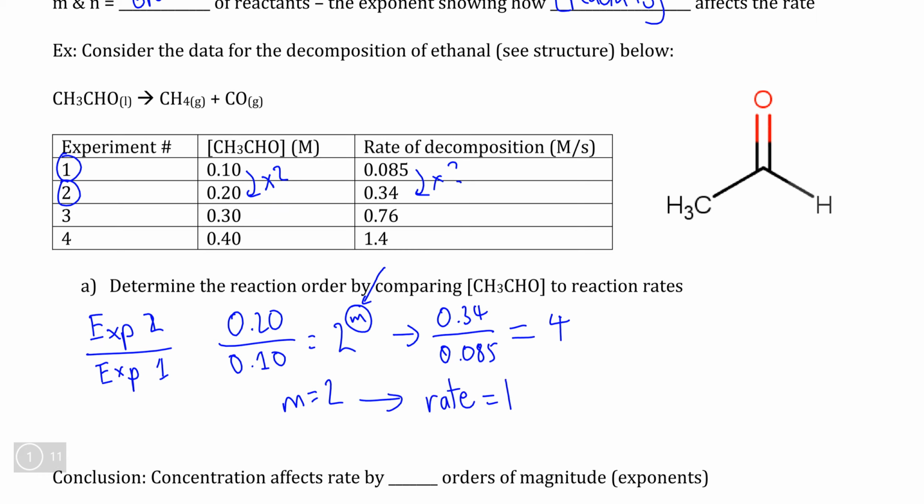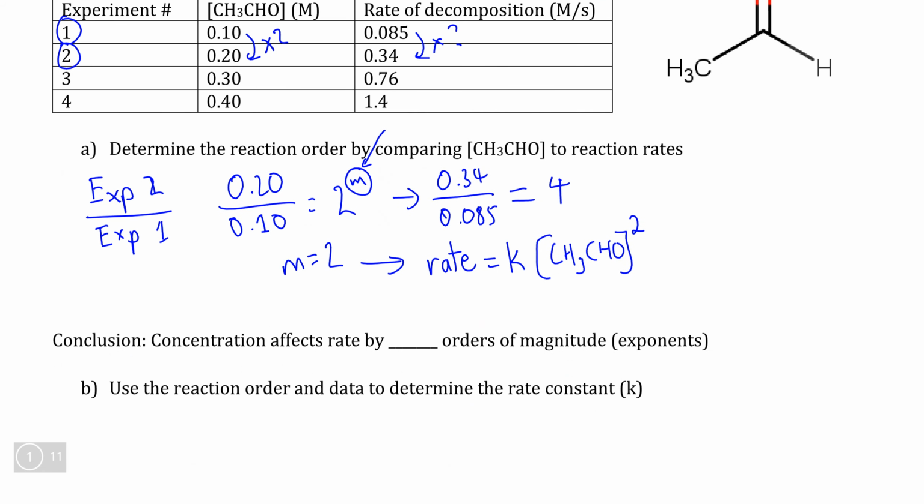rate is equal to K, which is our constant that represents the effective temperature, times the concentration of our 1 reactant here, which is ethanol, raised to the exponent 2. So what this means is that the concentration affects the reaction rate by two orders of magnitude. In other words, this isn't a direct linear relationship, it is a quadratic relationship.